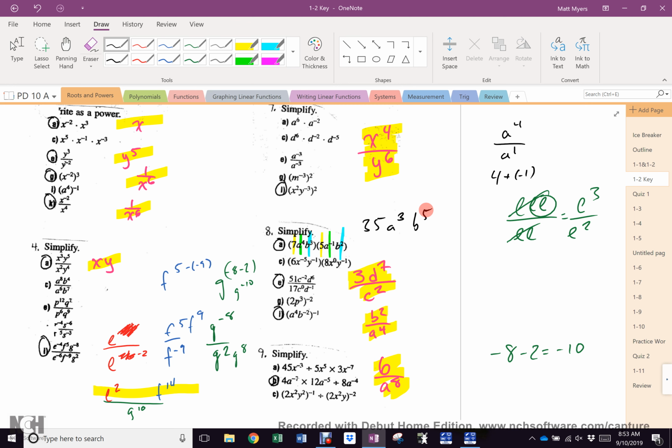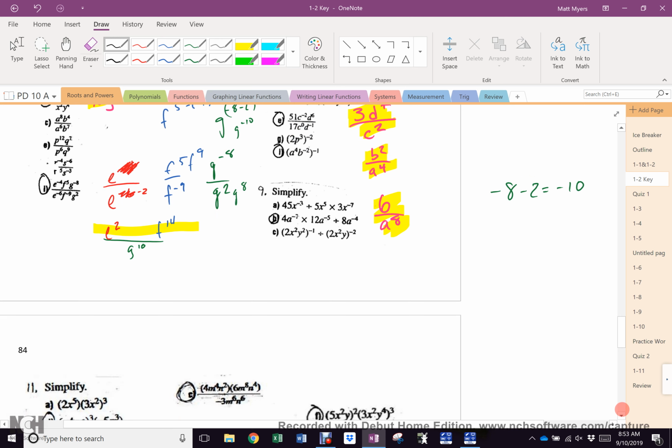9A? Okay. So 9A, which we'll just have a look at: 45x cubed divided by 5x to the 5th. So let's rewrite that. 45x to the negative 3 over 5x to the 5th, right? Times 3x to the negative 7, which would be over 1, yeah?